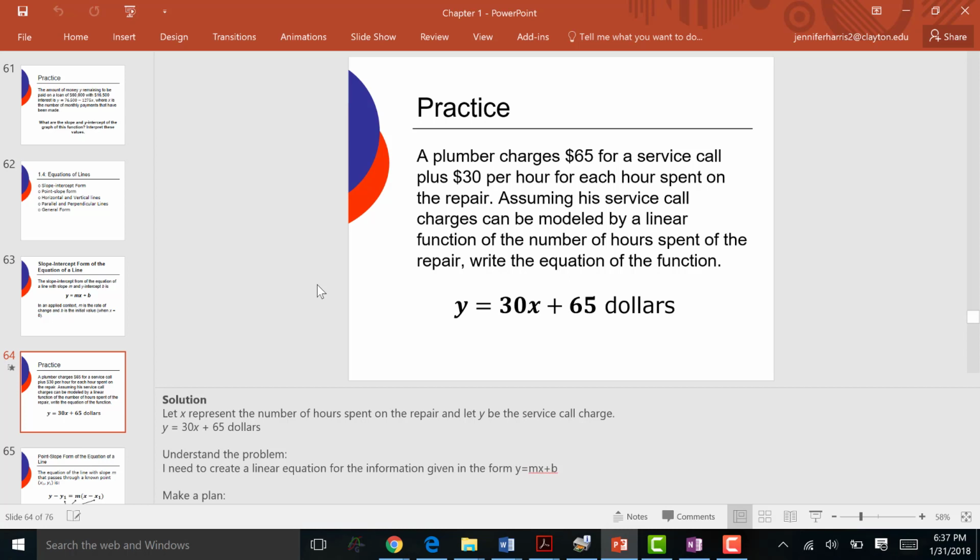30 is the slope. Now, whenever you read a word problem, and if it says $30 per hour, 15 minutes per second, if you see where it says something per something, it says $30 per hour, that is your rate. When you get paid, do you get paid by the hour? Whether it's $15 per hour, $45 per hour, that is your rate. And the rate of change is the same thing as the slope. So when you see something dollars per hour, that's your slope automatically.